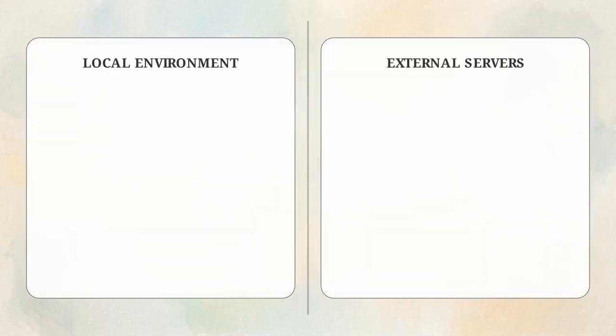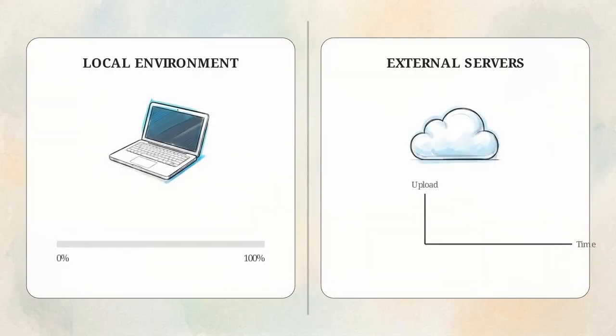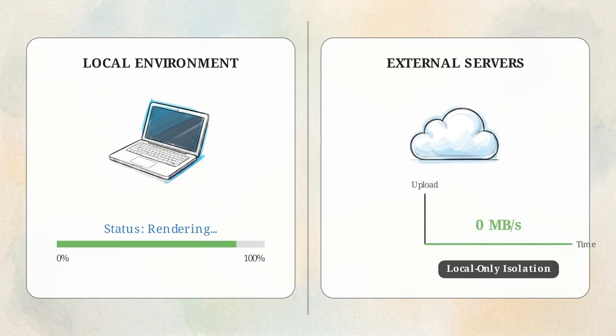This logic chart tracks the system export process. On the left, the local rendering progress bar fills up. On the right, network traffic remains flat at 0 megabytes per second. Locate the generated file. You've exported without uploading to the cloud.